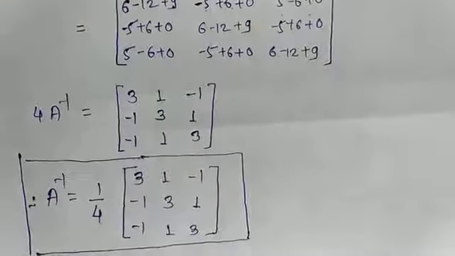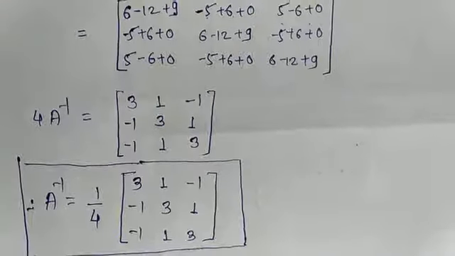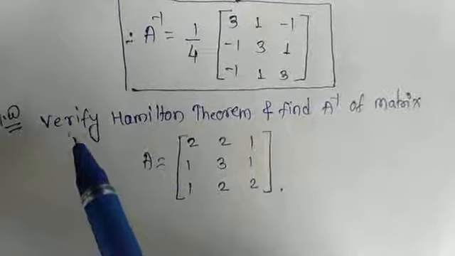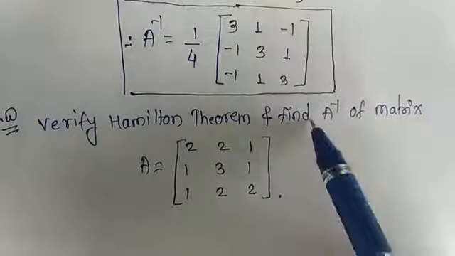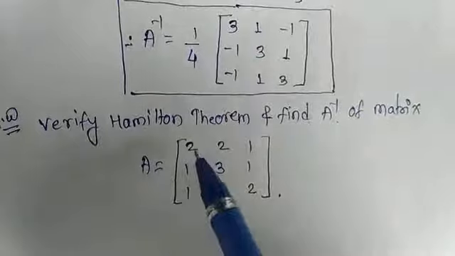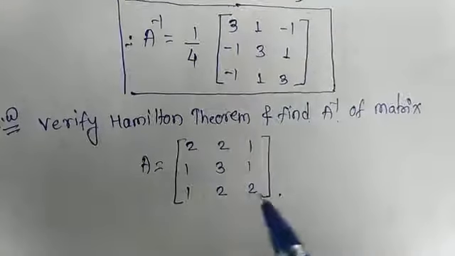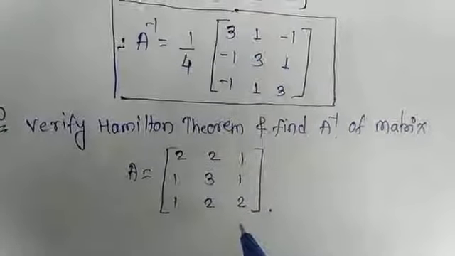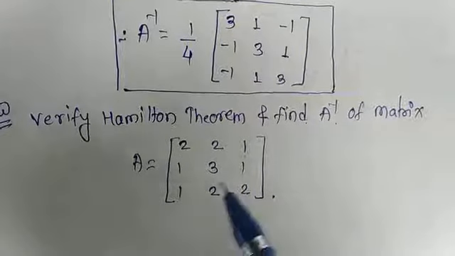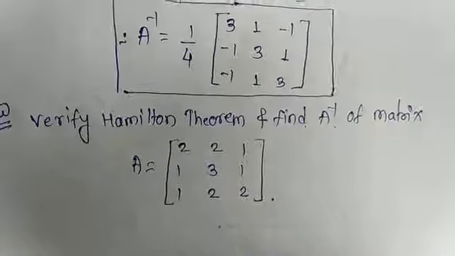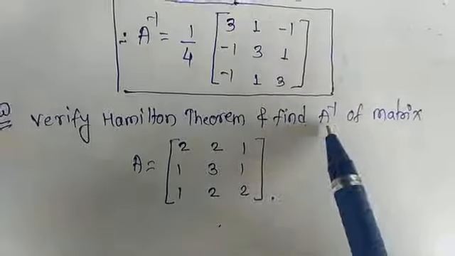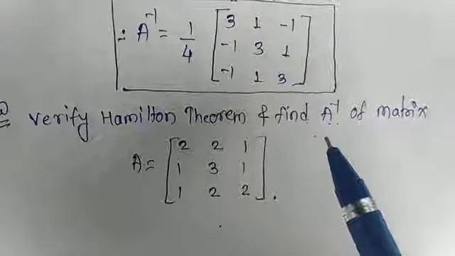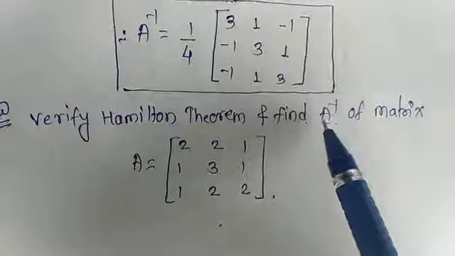So this is the process for solving examples related to Cayley Hamilton theorem. Now for homework, you have to solve an example: verify Cayley Hamilton theorem and find A inverse of a matrix. A is equal to 2, 2, 1, 1, 3, 1, 1, 2, 2. For this, first you have to find the characteristic equation of matrix A, and after that verify Cayley Hamilton theorem, and after verifying it you have to find A inverse by multiplying A inverse with the characteristic equation, which will give A inverse of the matrix.